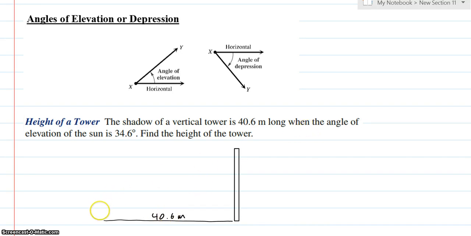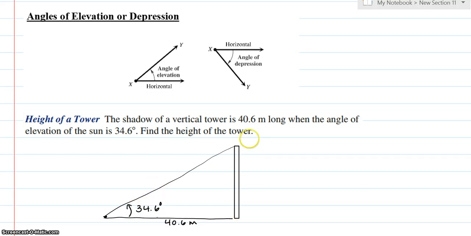And it says the angle of elevation of the sun, so I'm going to start here, and the sun is going to come in and hit that and produce a shadow. So this angle of elevation is 34.6 degrees. And we're looking for this height of the tower. I could call it H, I can call it Y, I can call it X, whatever letter I want. Or we could label the points like they did on the one above. I'll just call it Y, since it's a vertical distance.